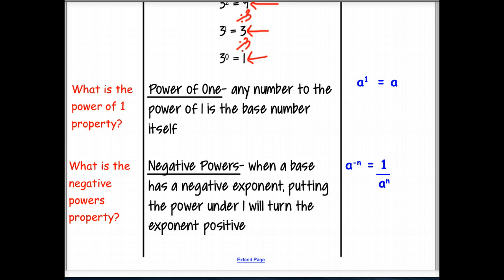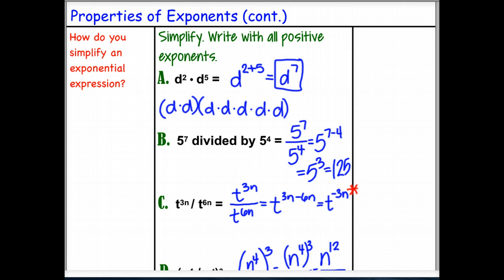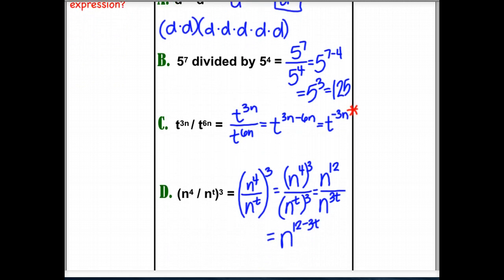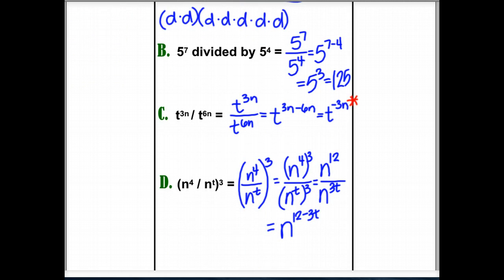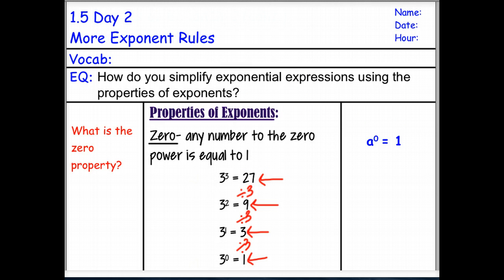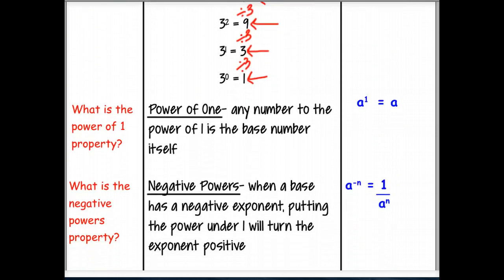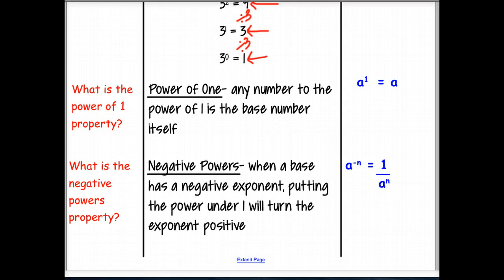So if we go back to yesterday, the one we started with, t to the negative 3n power, what we're actually going to do here is we want this to be positive, so we put t to the 3n power in the denominator and put a 1 in the numerator, and that will give us our final solution. So now, knowing this property, we're going to get into some examples. Let's take a look at the first one.